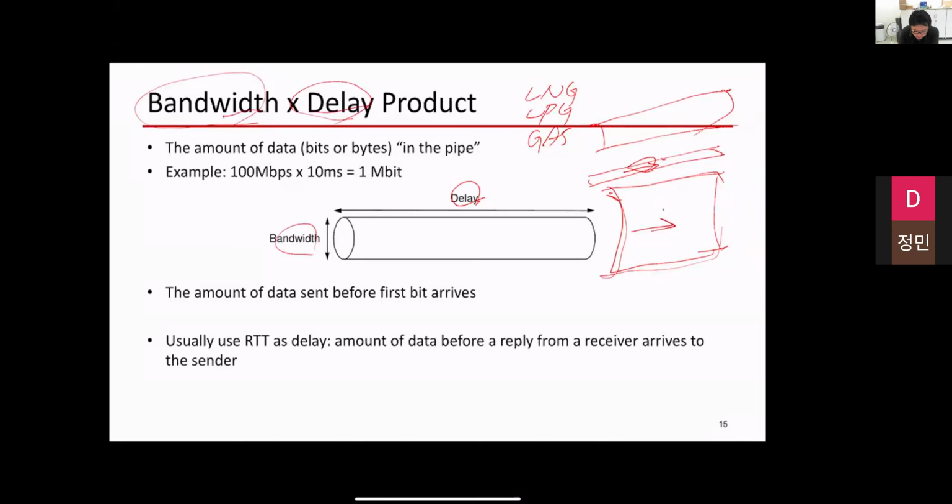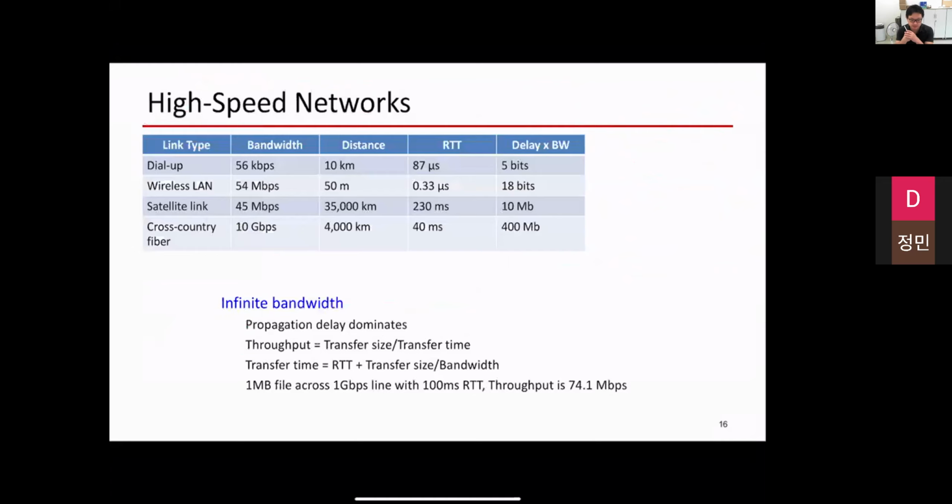For example, if I have 100 Mbps bandwidth and latency of 10 milliseconds, then it is 1 megabit, meaning the amount of data sent before the first byte arrives. So it is how much data can stay in your pipe. Usually we use RTT, round trip time, as the delay, and it is the amount of data before a reply from the receiver arrives at the sender. So if you have a bigger chunk, then it is more efficient and it can deliver a bigger file.